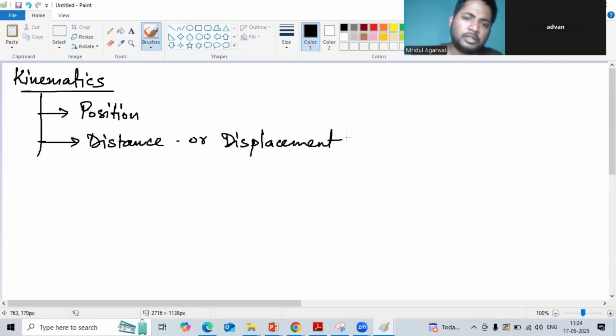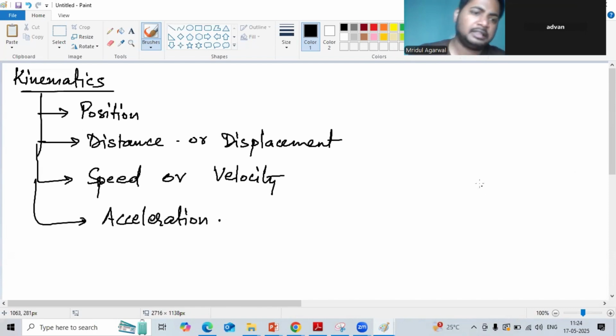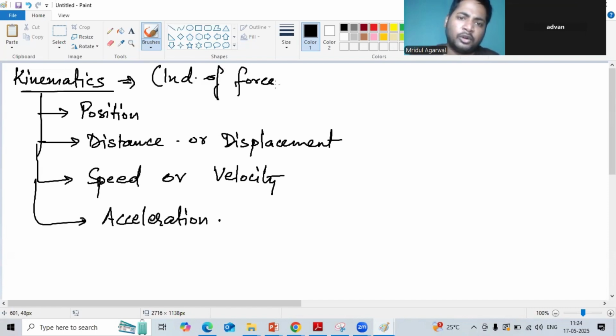If you talk about speed, it is given by distance over time, or you define the velocity. When the velocity changes, you have an acceleration, and this acceleration is given by change in velocity by time taken. Correct? These are the quantities which are independent of the force, so we talk about independent of force and then solve for all of them.